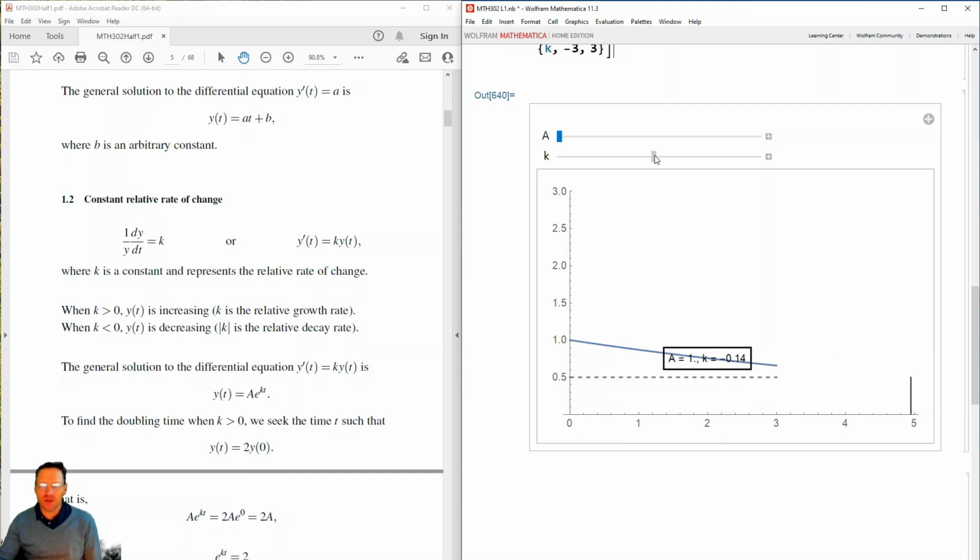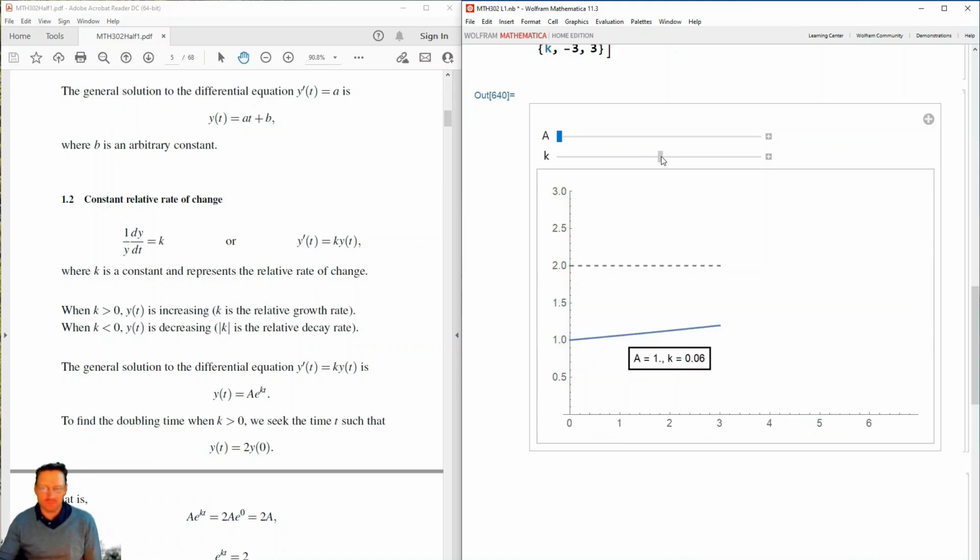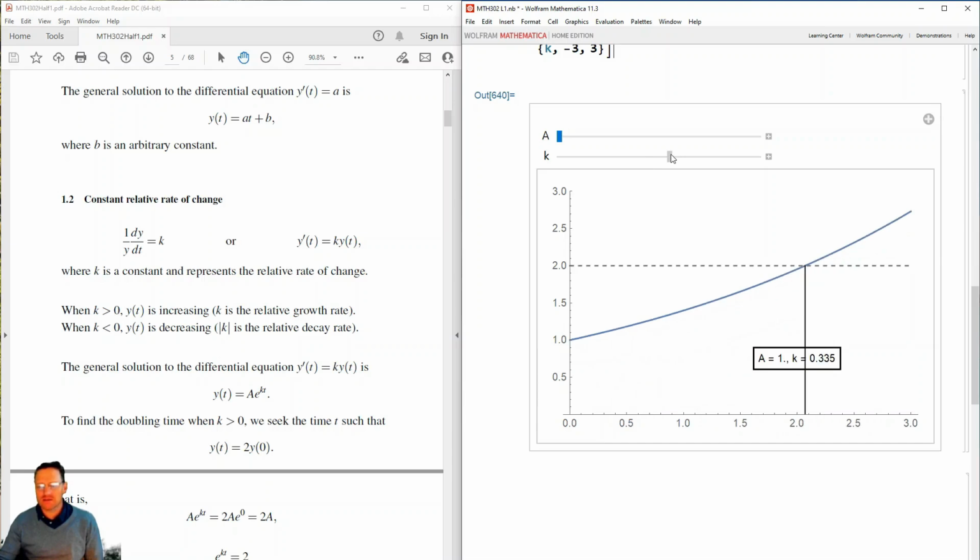At a certain point we'll get to k equals 0, and at that point the curve is essentially horizontal. So y is constant when k is equal to 0. Now I have k positive, and at this point we have exponential growth. As I increase k, you can see it grows more rapidly. Now let's talk about what the dashed line and the vertical line are.